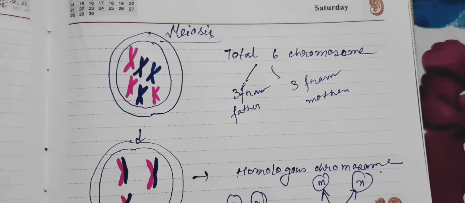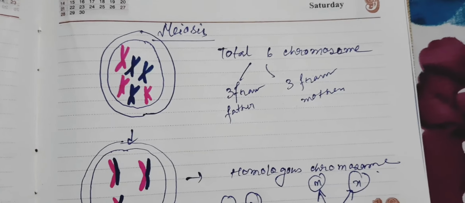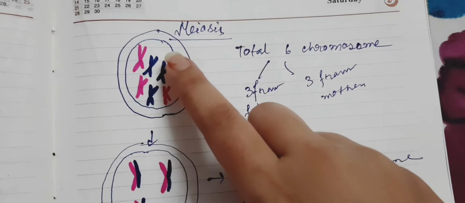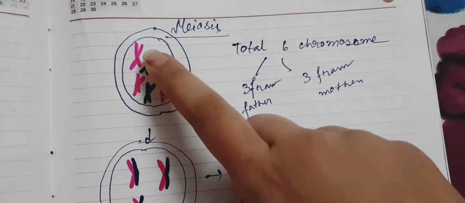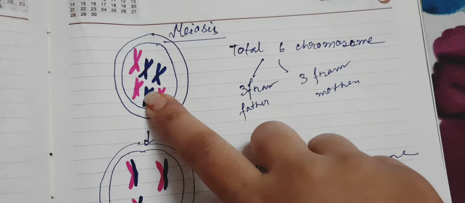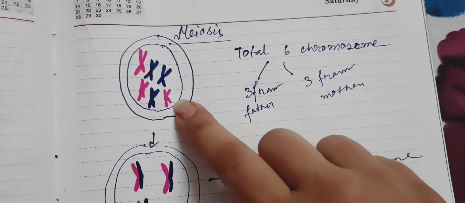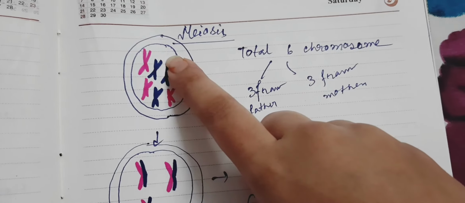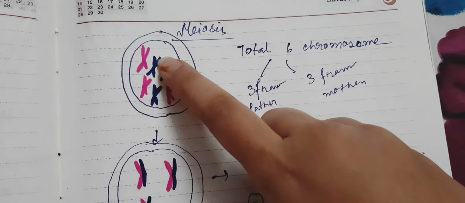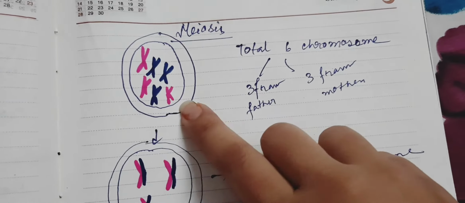In meiosis cell division, there is an exchange of genetic material. So how does it happen? Let's see. Suppose we are taking 3 chromosomes from the father and 3 chromosomes from the mother, that means a total of 6 chromosomes. So within a cell a total of 6 chromosomes are present, 3 from father and 3 from mother.